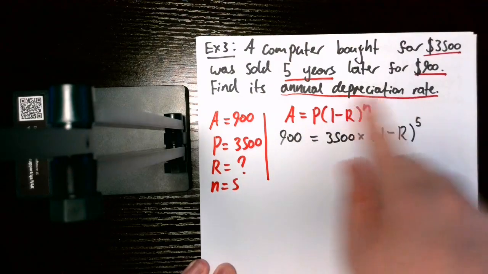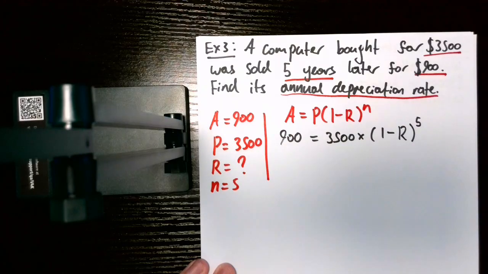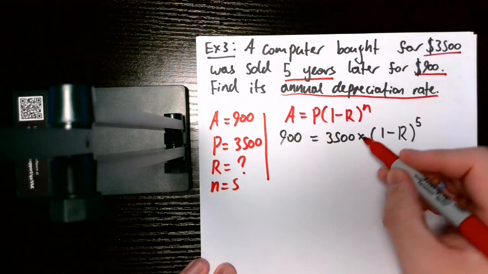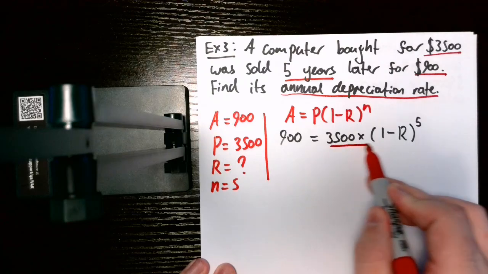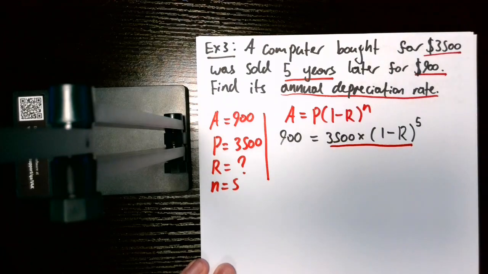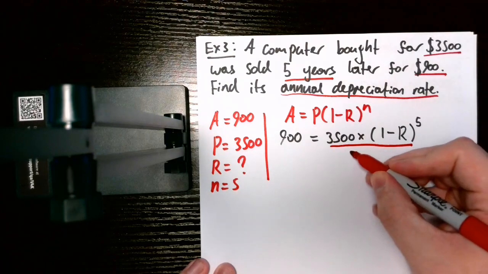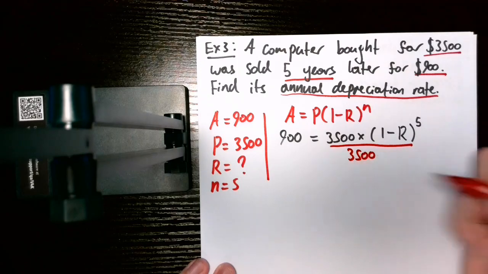We need to get rid of everything on the outside of the bracket first, starting with the number out the front. Not the power, but the number out the front, okay? In between this 3,500 and the bracket is a multiply sign. And remember, we do the opposite. So the opposite of multiply is divide, okay? So we're going to divide by 3,500.